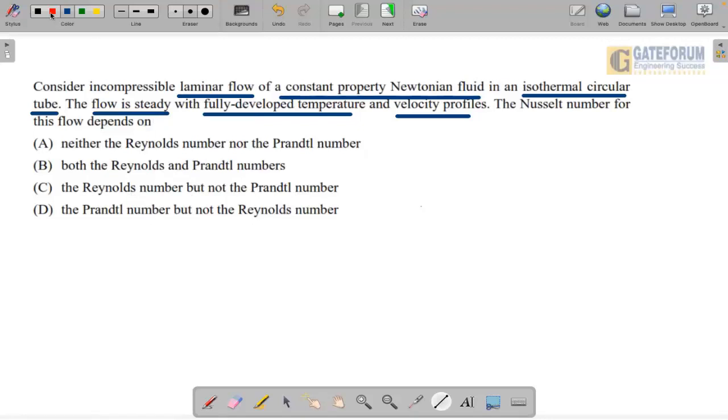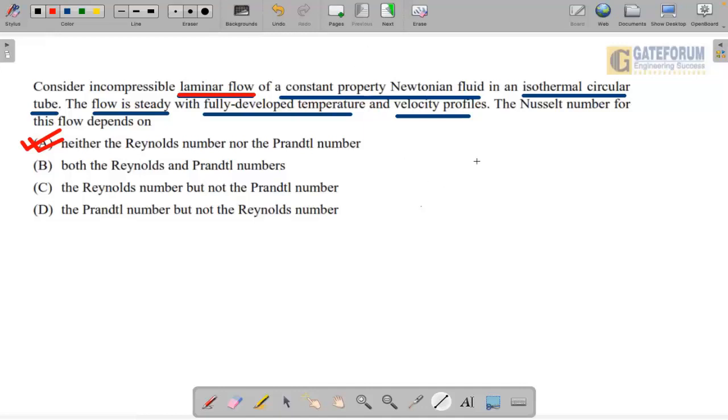So guys, the right answer for this is neither Reynolds number nor Prandtl number, because you know for laminar flow it does not depend on Reynolds or Prandtl number, but for turbulent flow it is going to depend on these numbers. Okay, so this is very easy. You have remembered the points in the heat and mass transfer lecture. So this is a 1 mark, very easy problem. So I hope this is okay.